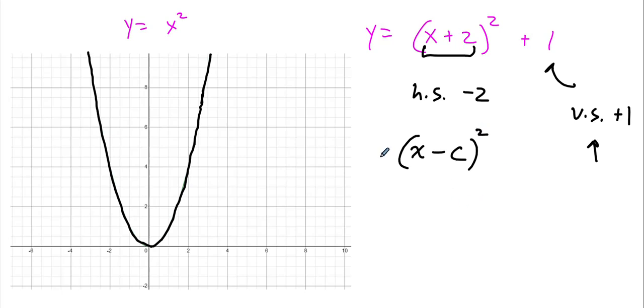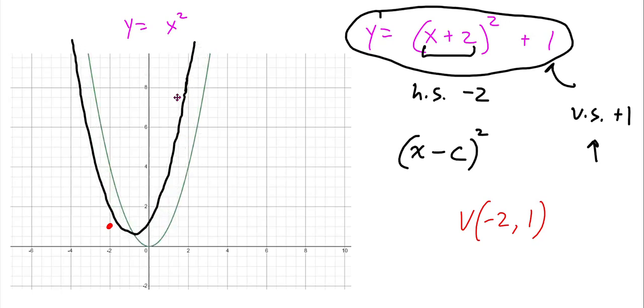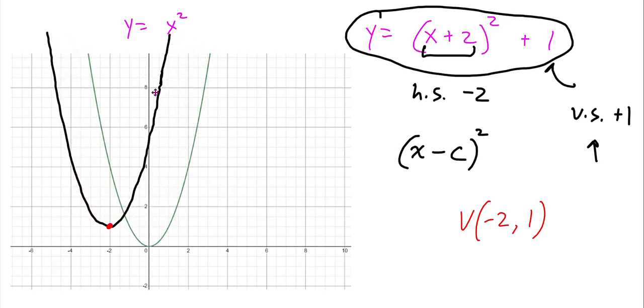So in this case, what am I doing? I'm shifting my vertex, and my new vertex location will be -2, comma +1. So that's my new location. And I'm just going to translate the parent function over here. And that's my new location. So this right here is a formula for that parabola, for this graph right here.